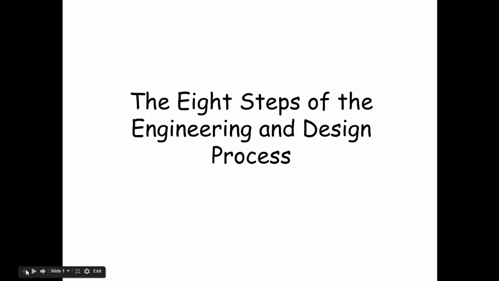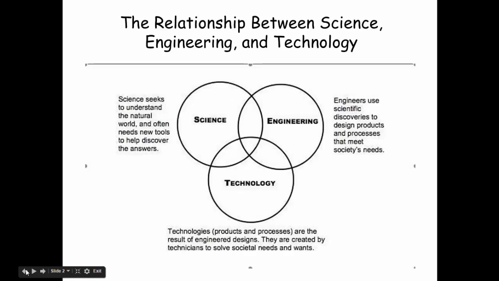Okay, so now we're going to look at the 8 steps of the engineering and design process. All engineers use basically the same process when they are designing something. First we need to look at the relationship between science, engineering, and technology. We've got science over here, which seeks to understand the natural world, and it often needs new tools to help discover the answers. We have engineers here, and engineers use scientific discoveries to design products and processes that meet society's needs. And you can see that science and engineering overlap.